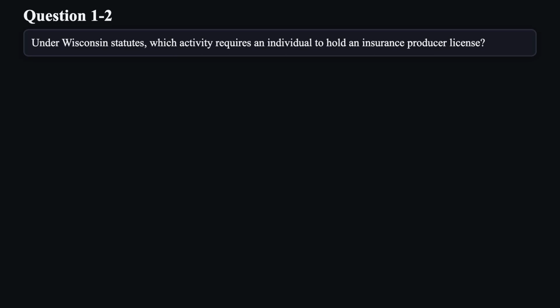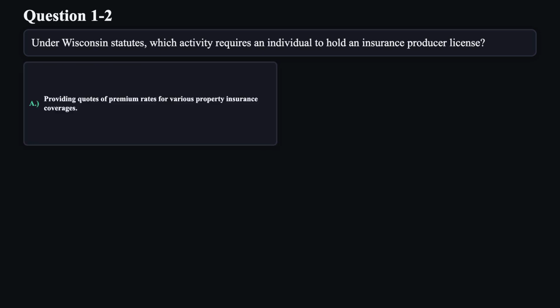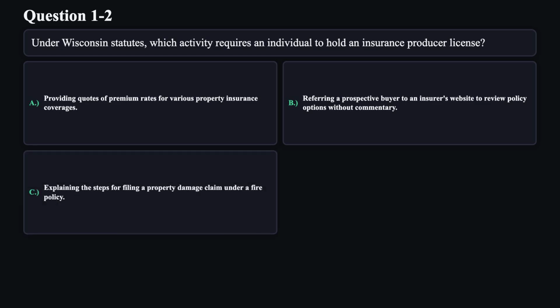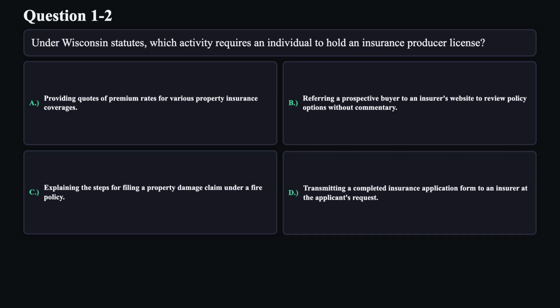Question 2. Under Wisconsin statutes, which activity requires an individual to hold an insurance producer license? A. Providing quotes of premium rates for various property insurance coverages. B. Referring a prospective buyer to an insurer's website to review policy options without commentary. C. Explaining the steps for filing a property damage claim under a fire policy. D. Transmitting a completed insurance application form to an insurer at the applicant's request.